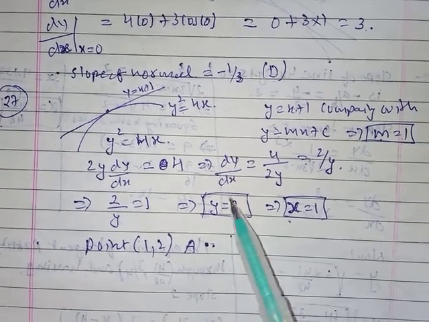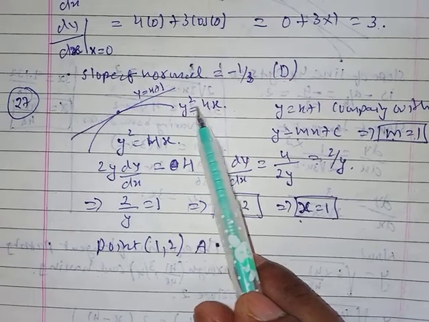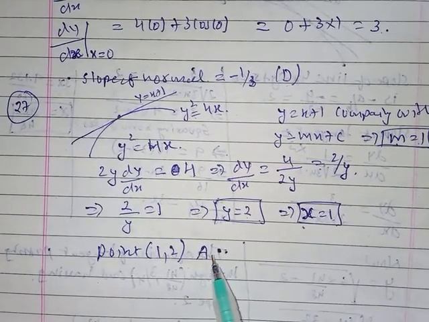If y is equal to 2, substituting in this equation, y square, 2 twos are 4, 4 is equal to 4x, 4 and 4 cancel out. So x is equal to 1. So the point is (1, 2), which is option A.